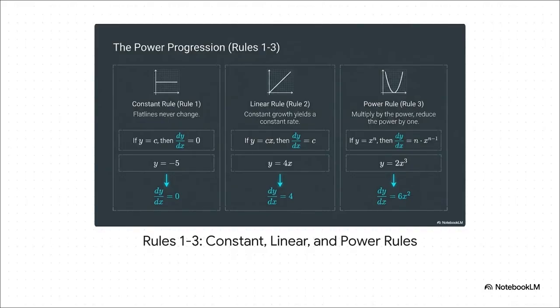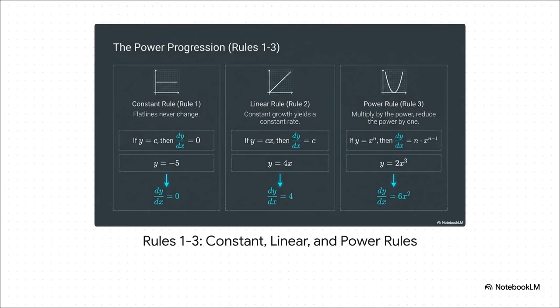First up, the constant rule. A constant is just a flat line, like say y equals -5. Flat lines never change, right? So their derivative is simply 0. It's the most boring rule for sure, but totally important. Next is the linear rule. If we have constant growth, like y equals 4x, it yields a constant rate, so the derivative is just that slope, which is 4. But then we hit the power rule, Rule 3.